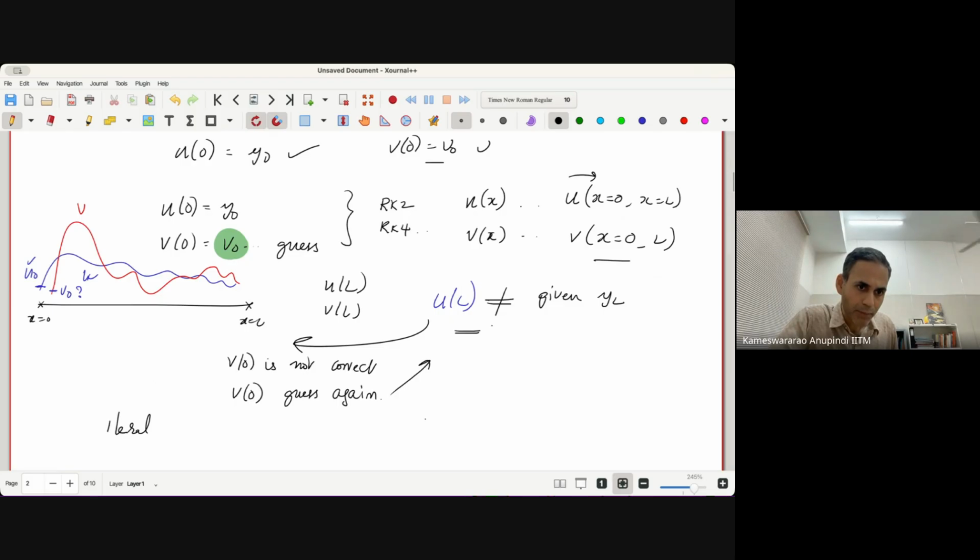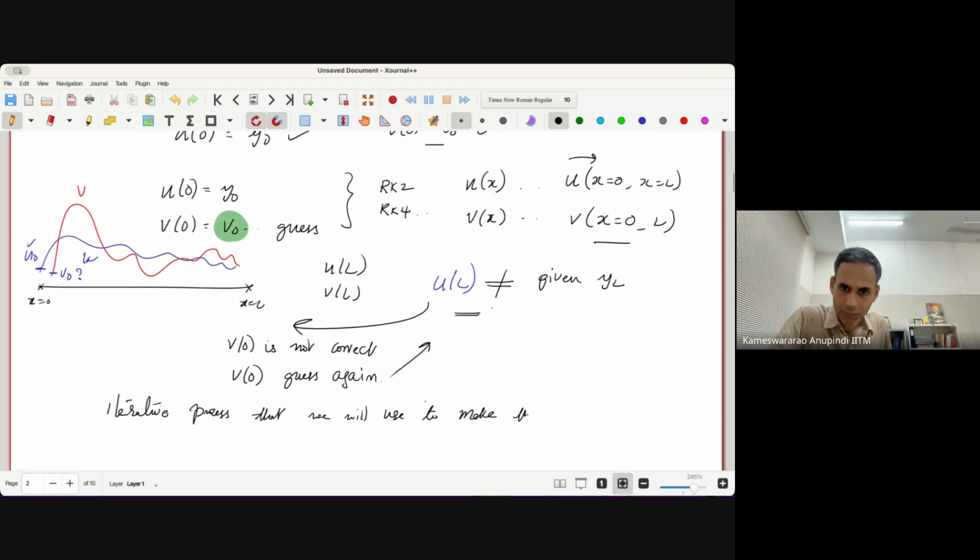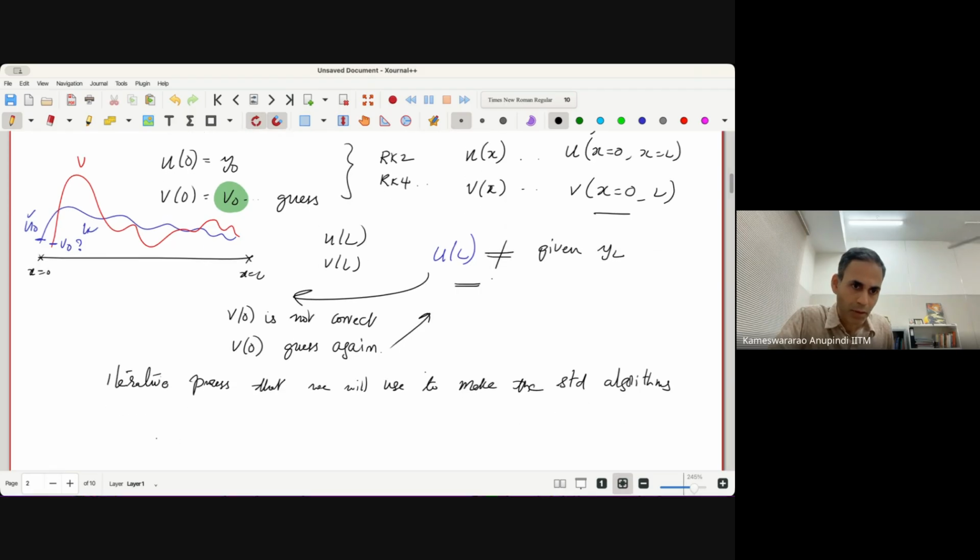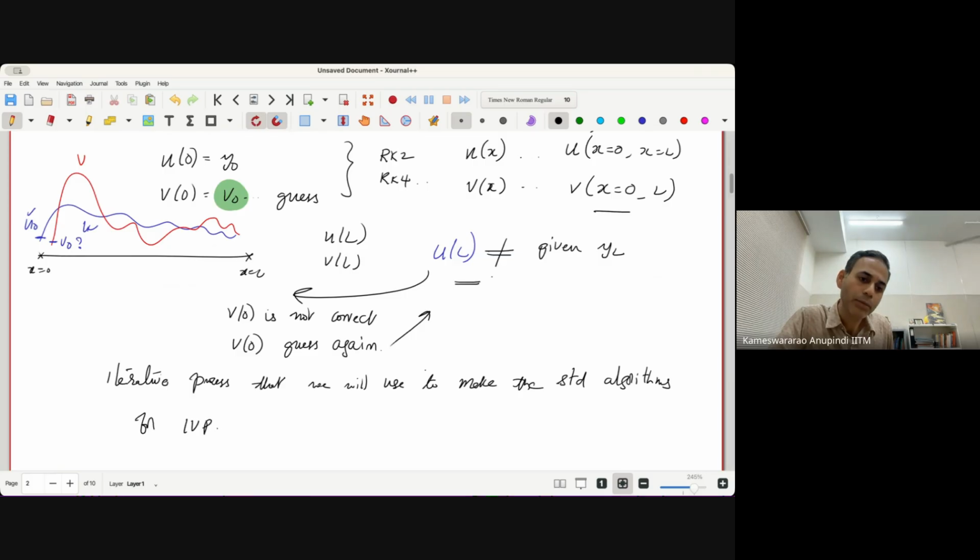That is the iterative process that we will use to make the standard algorithms for initial value problems to work for a boundary value problem. So this is how we can make our existing code work for a boundary value problem.